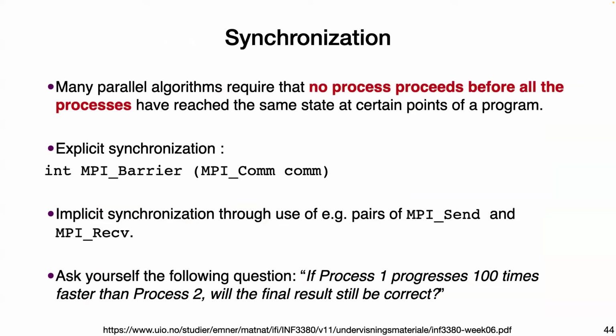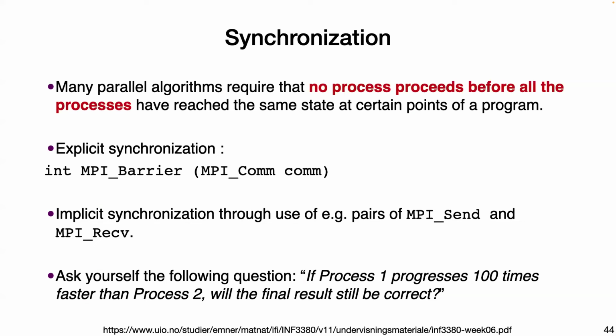So then there are also synchronization primitives in MPI. Some parallel algorithms require you to do synchronization, which means that no process is going to continue past some point until all of them have reached that point. That is implemented with MPI_Barrier. You pass in the communicator, and you just put it at the point in your code that everybody needs to get to. You can also do implicit synchronization. You can implement it yourself with send and receive.